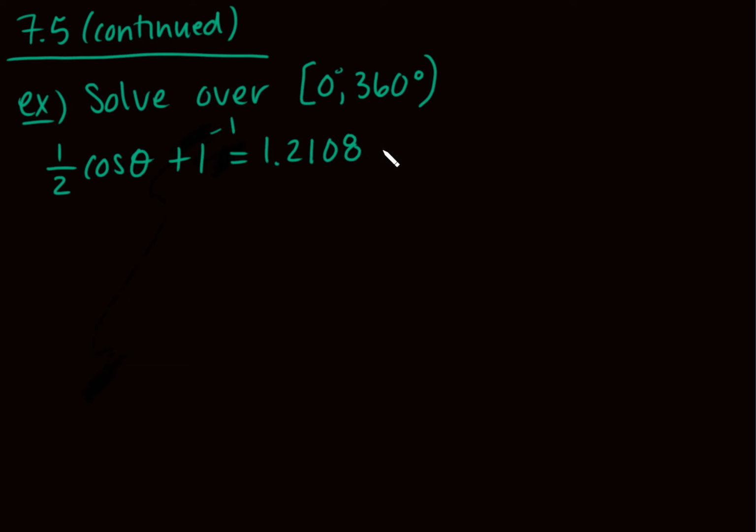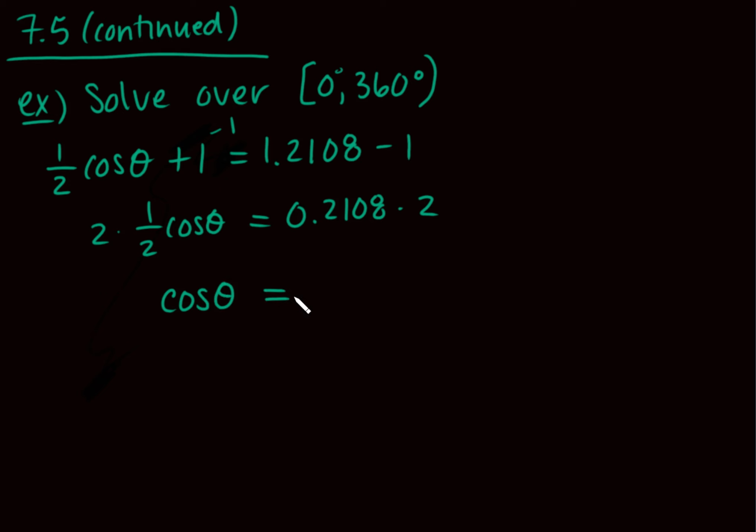So I'm going to subtract 1. So I get 1/2 cosine of theta equals 0.2108. And then I'm going to multiply both sides by 2 because I want to get that cosine of theta by itself. Okay, so grab my calculator here, 0.2108 times 2. So I get 0. Well, I probably could have done that in my head, but all right.